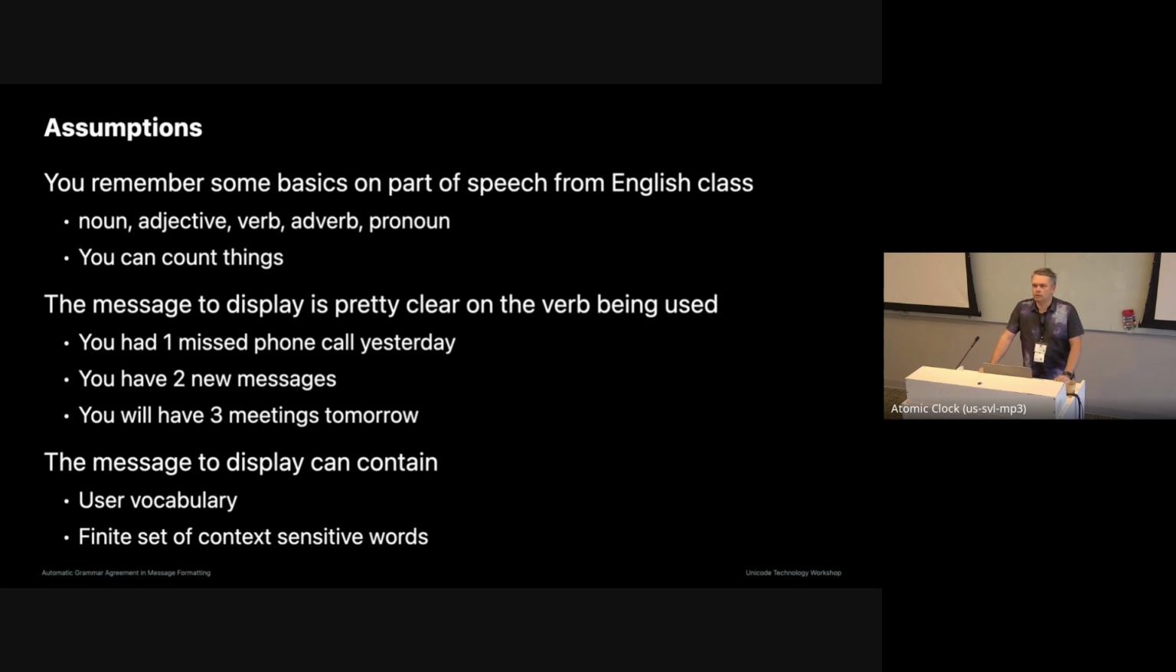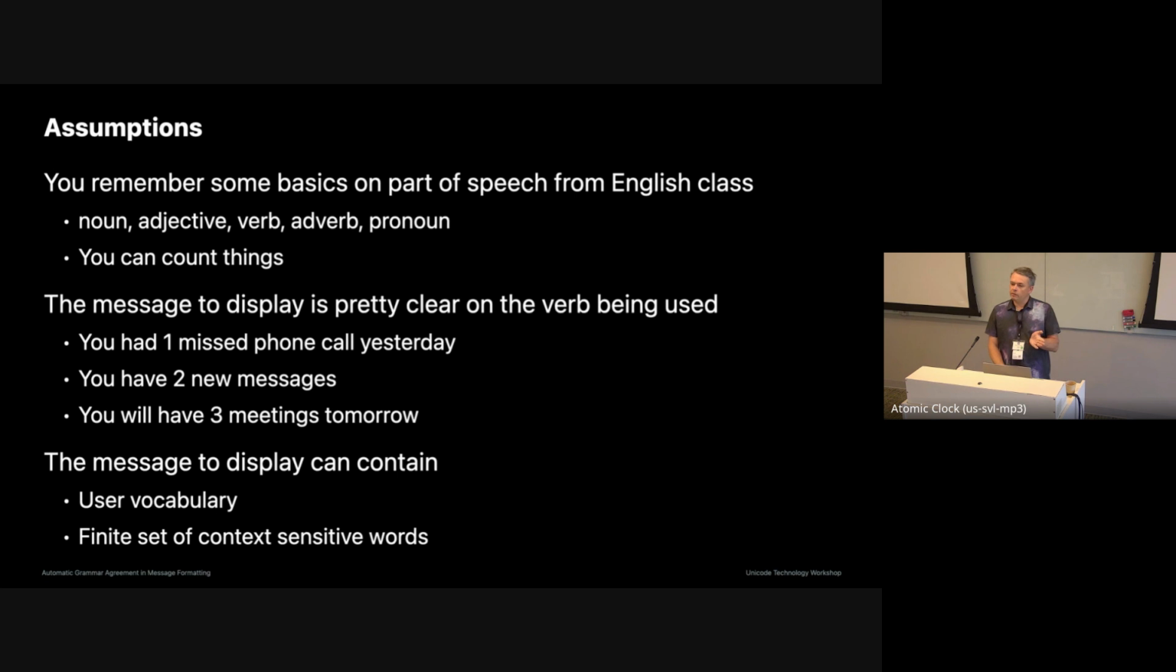And the message that you're trying to display can contain user vocabulary, and this is an important detail. So you don't necessarily know the word that's going to be put into your message when you're translating. You won't know until you actually format it on the user's computer. And we're dealing with just a finite set of context-sensitive words. You're not dealing necessarily with named entities like a town in the middle of nowhere, but you're dealing with a lot of common phrases, like the word messages or meetings.